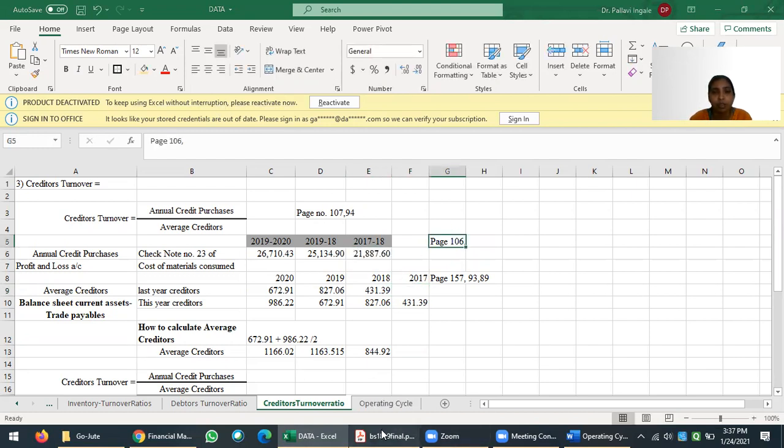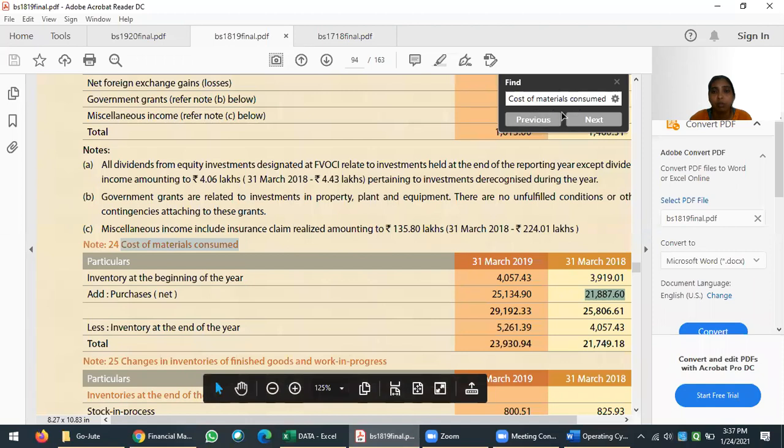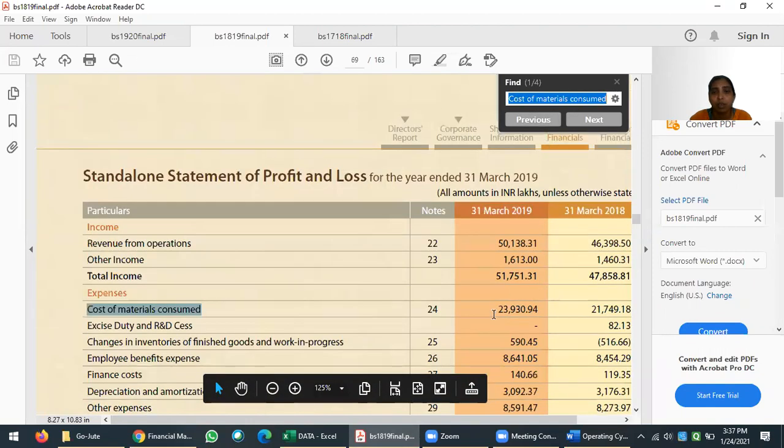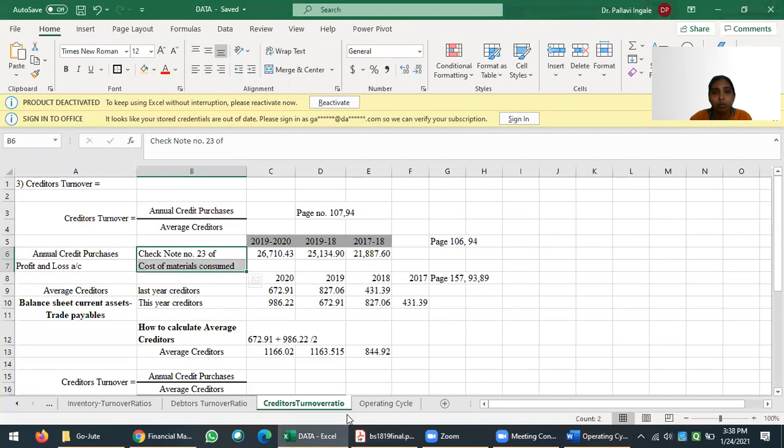Okay, done. I will write the page number here for reference. You also write it, because searching every time becomes difficult. Understood? So now we have got the purchase also. Remember, you have to go to the working note in detail to see the purchases. We don't need the average. If you see the same, the number is given, 23,909,094.